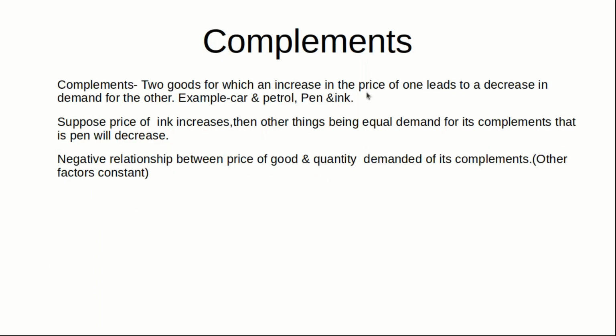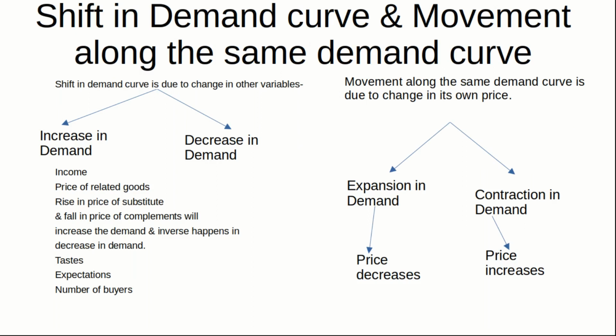Complements: two goods for which an increase in the price of one leads to a decrease in the demand for the other. Basically, complements are those goods which are used together. Suppose the price of ink increases, then other things being equal, demand for its complement, that is pen, will decrease. So there is a negative relationship between the price of a good and quantity demanded of its complement, keeping other factors constant. We move to the next slide.